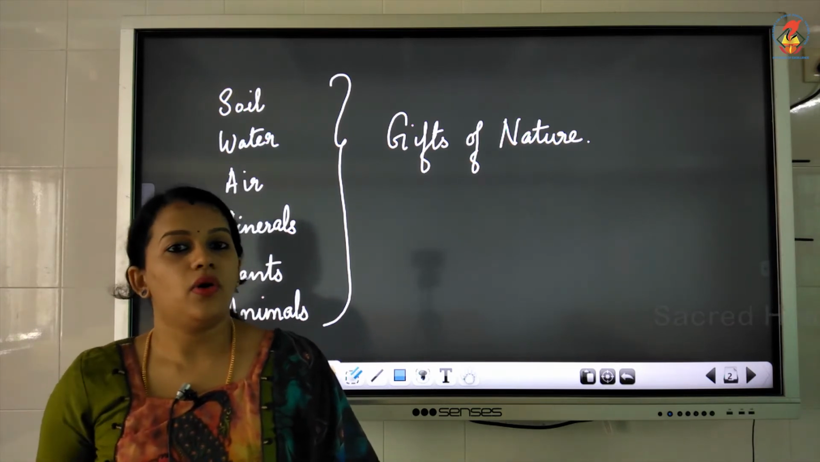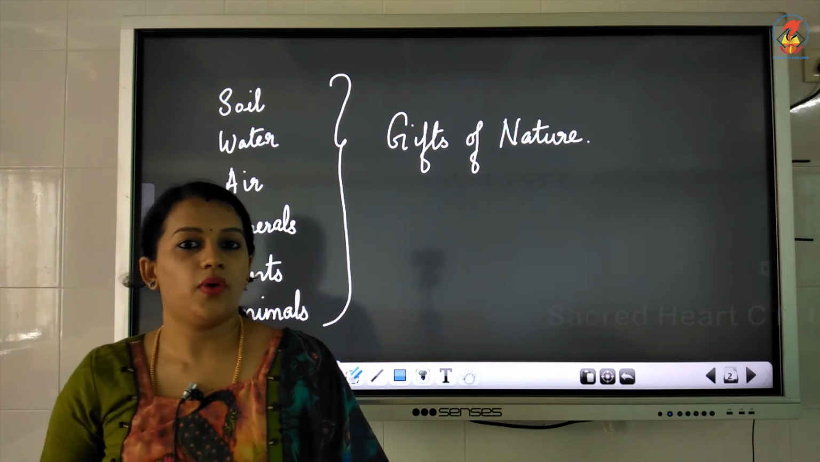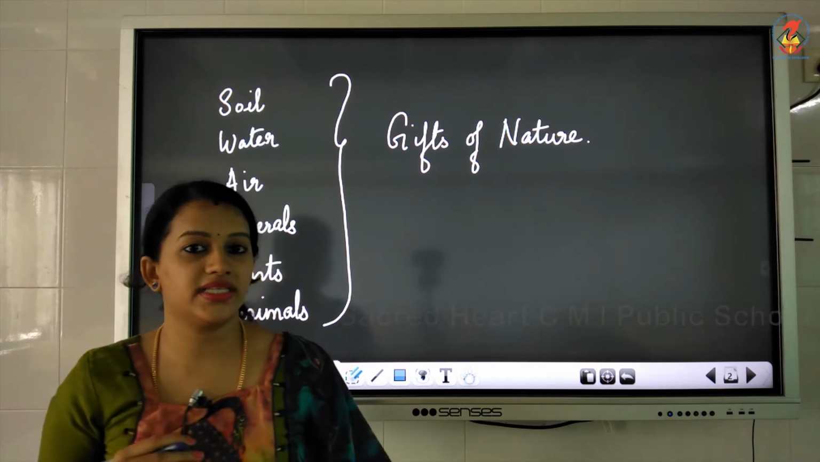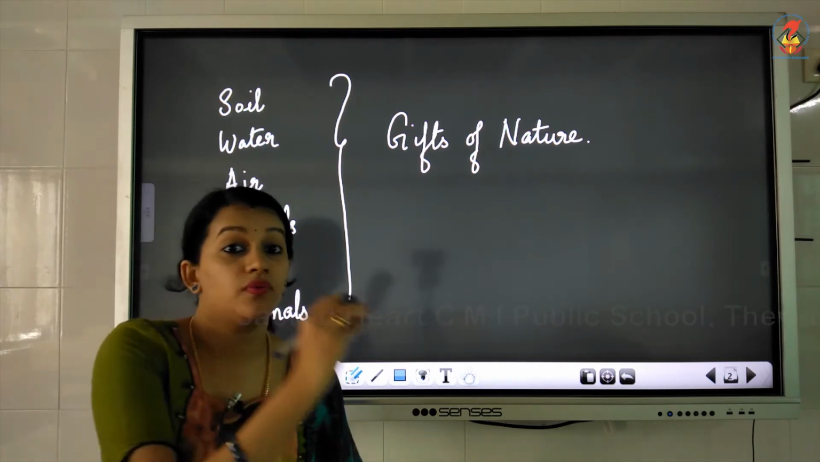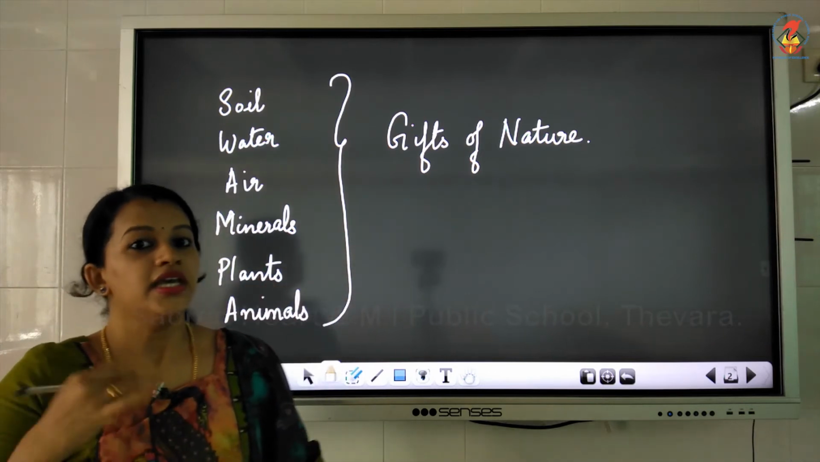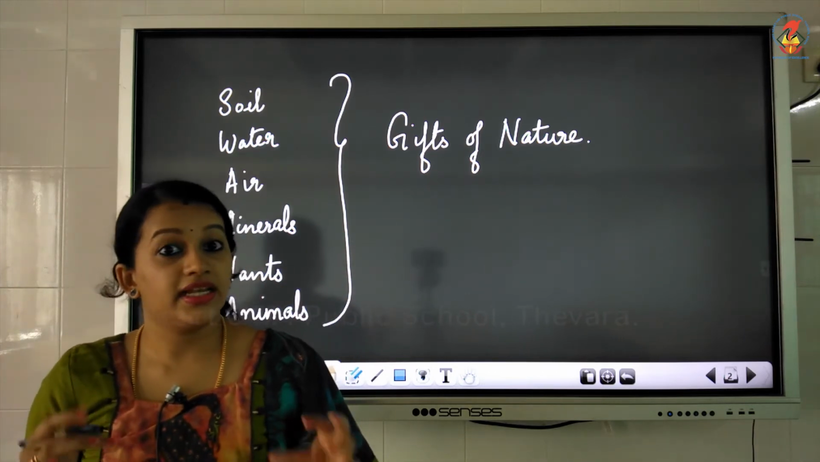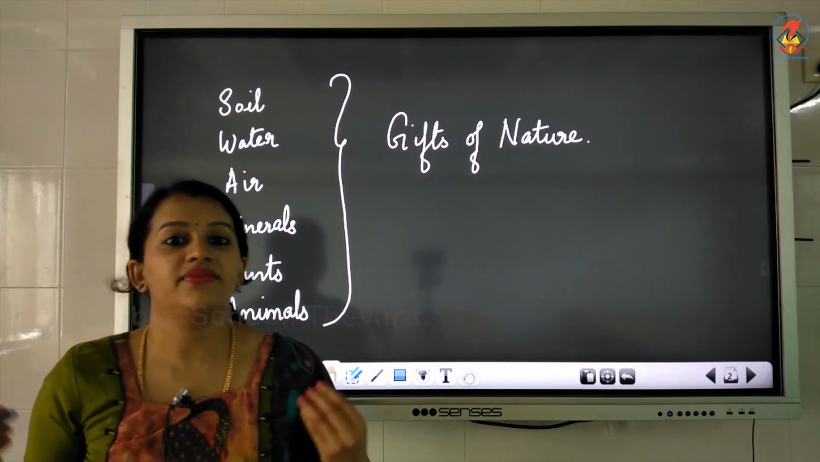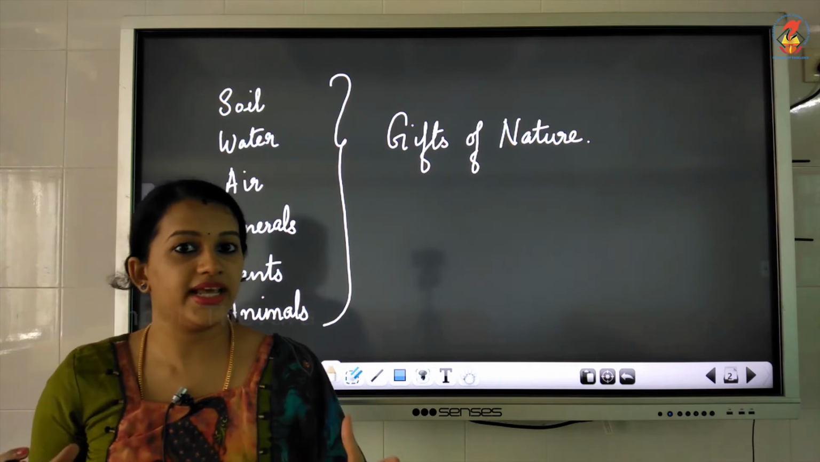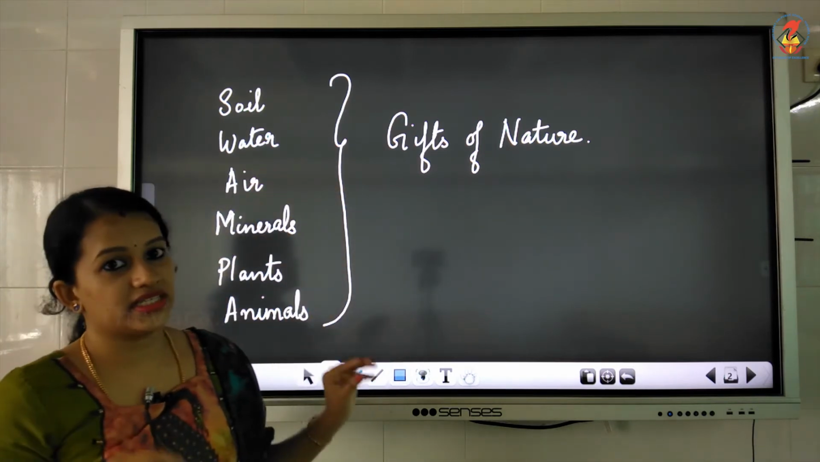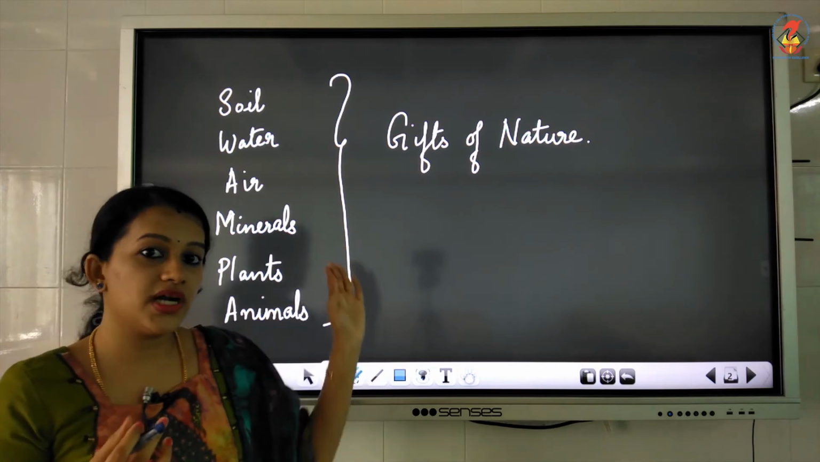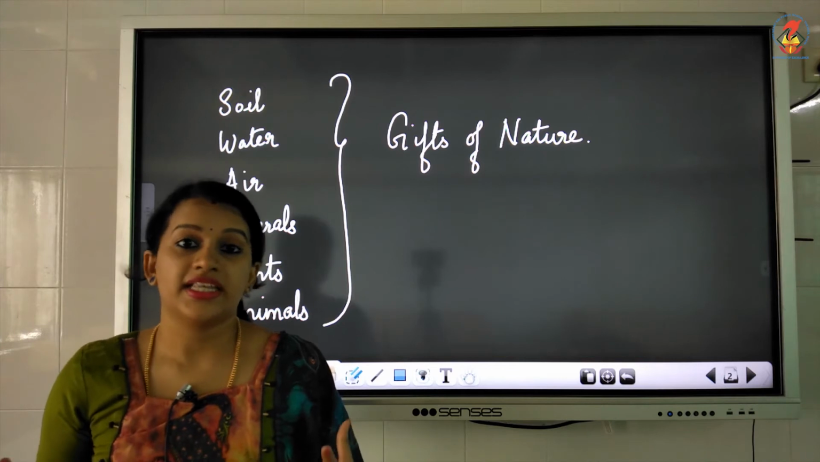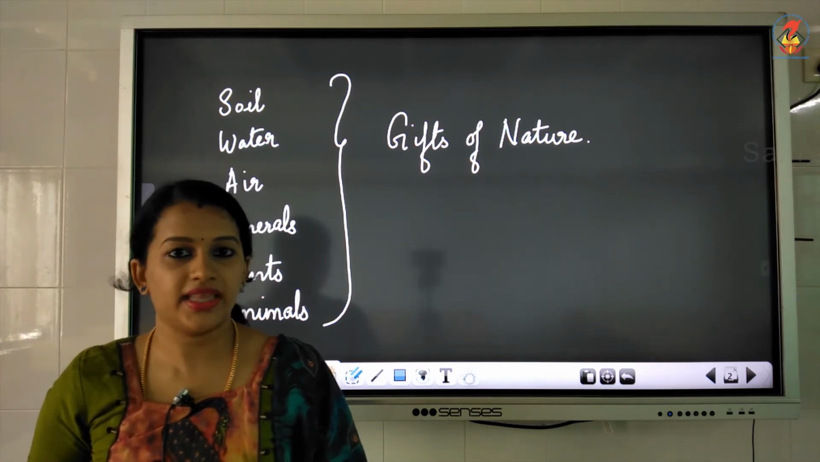Later on, when time passed by, they realized how they could convert these gifts of nature into useful things. They learned to convert these gifts into useful things that will satisfy their needs. What did they learn? They learned to convert these natural things so that they can use them for their needs. They can be used to satisfy their needs.